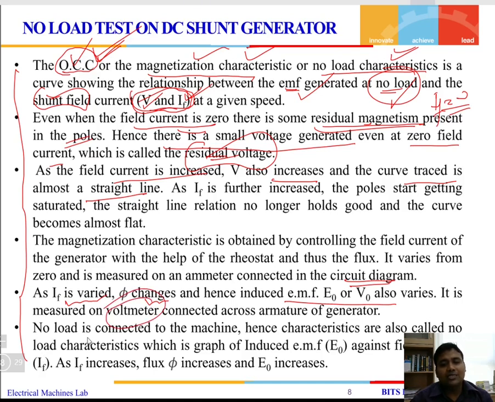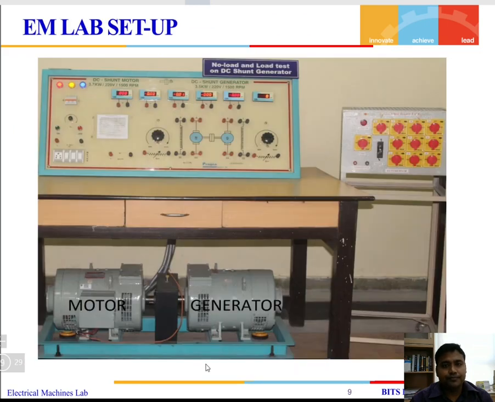No load is connected to the machine, and the characteristics are obtained without load, so it is called the no load characteristic. Basically it is the graph between the no load voltage and the field current. Field current is proportional to flux, and the induced EMF increases.